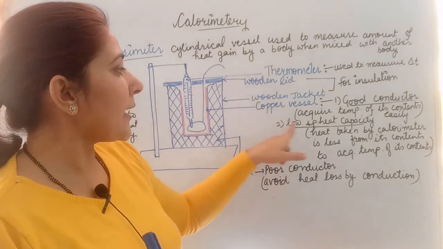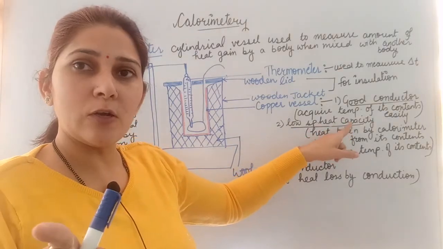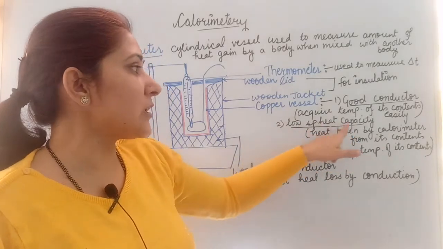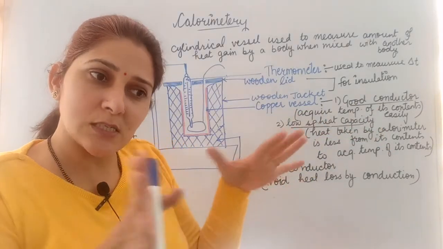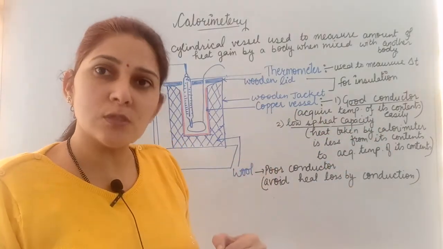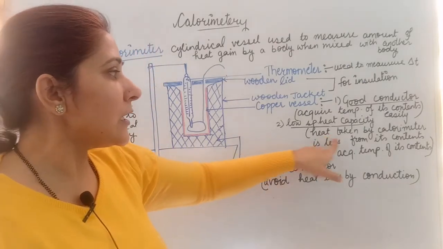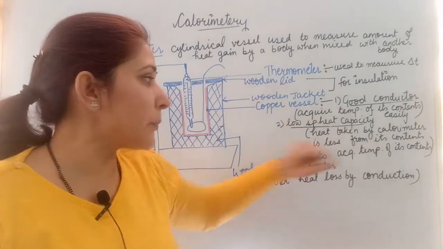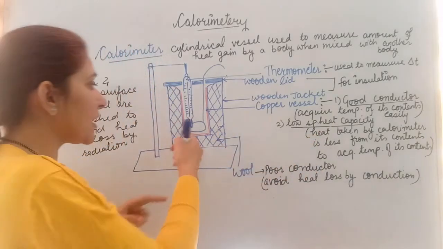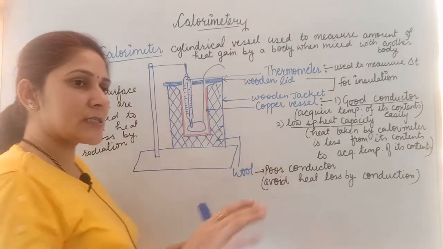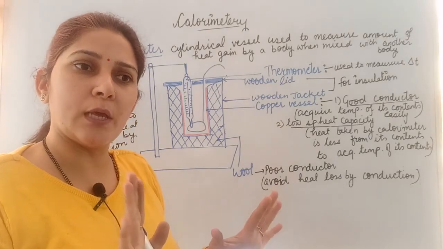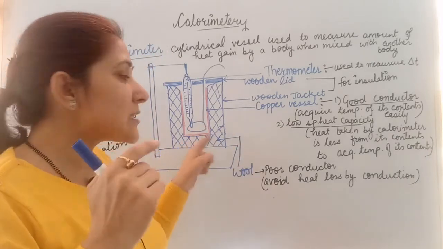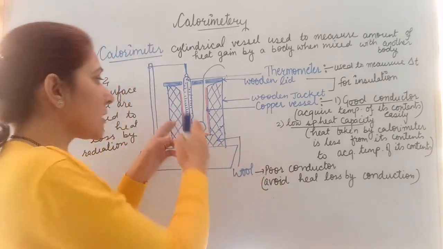The second is that copper has low specific heat capacity, because just now I told you all the conductors absorb very less amount of heat to raise their temperature. That means its specific heat capacity is less. Why its specific heat capacity being less helps us to use this copper in calorimeter? The reason is that heat taken by the calorimeter is less from the contents, and it is easily able to acquire the temperature of the content without taking much heat from the contents. If the contents were supposed to be at 50, they will be at 50 only. Hardly any change in the temperature, and this copper itself is going to attain the same temperature which the contents have.